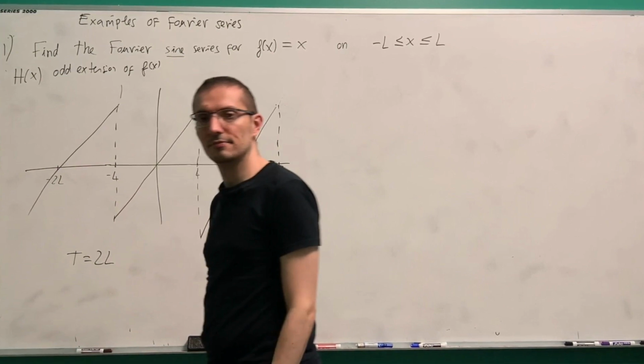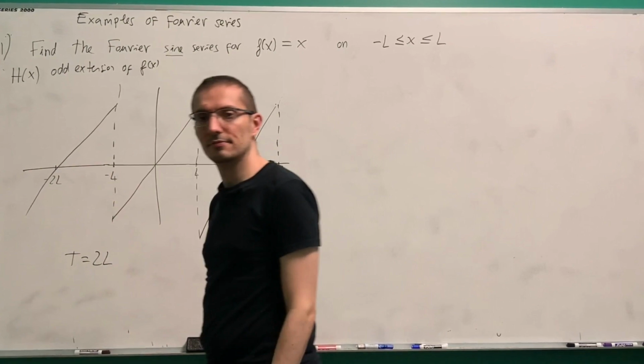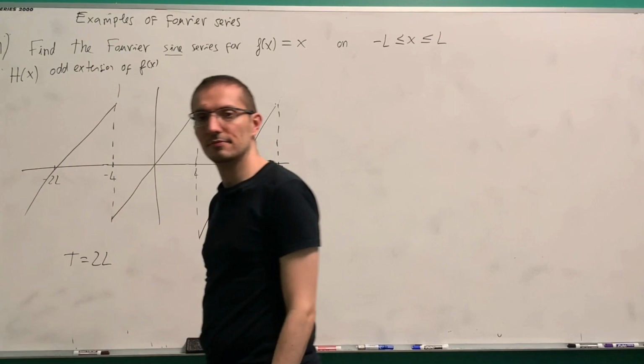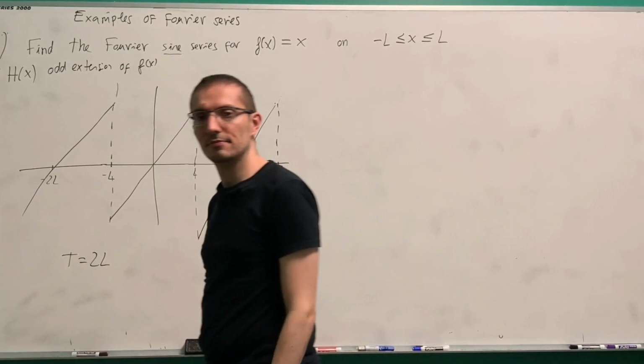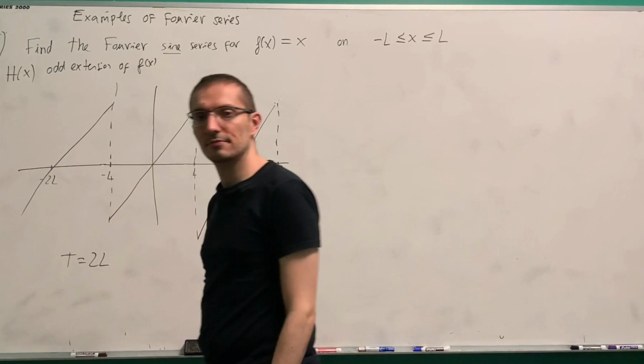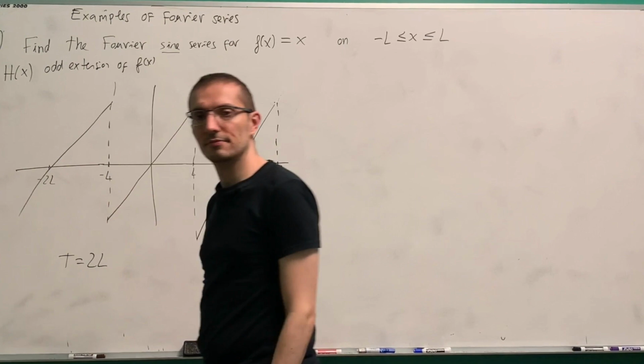Now, of course, in this case, what's happening is that the graph of the odd extension coincides exactly with the full range extension. You can tell if you just take the function in the interval minus L to L and copy and paste it to the left and the right infinitely many times, you get exactly the same graph as you got from the odd extension.